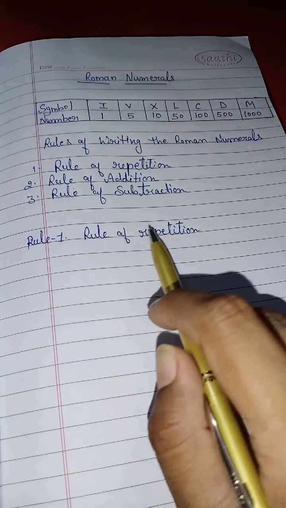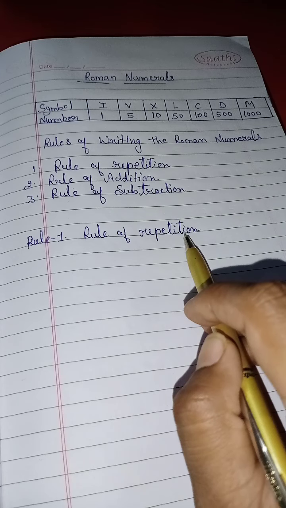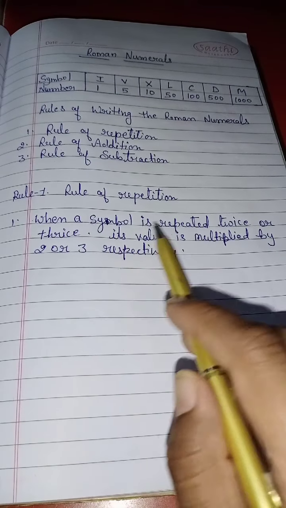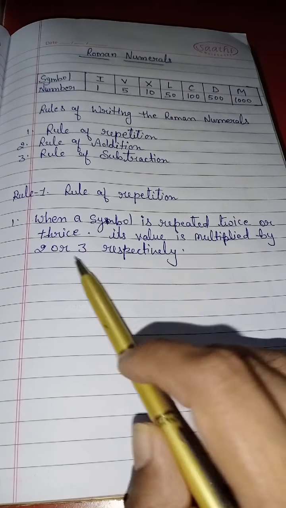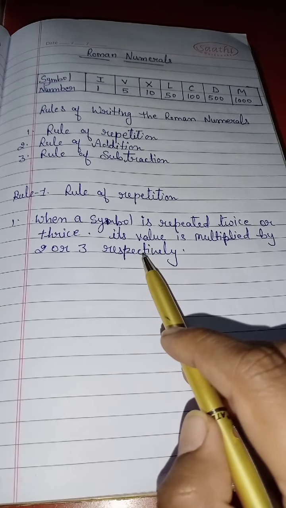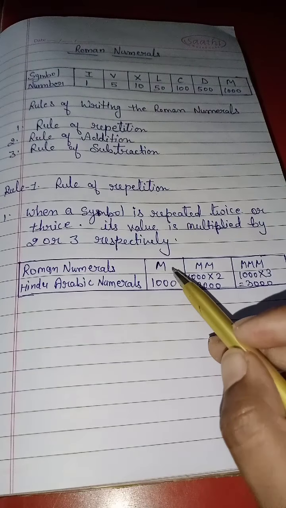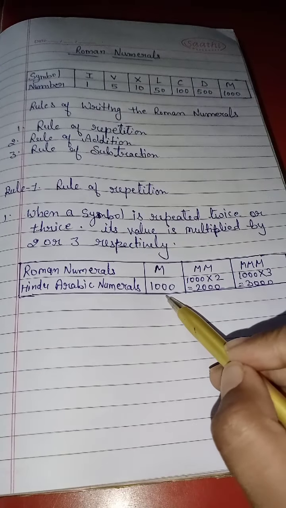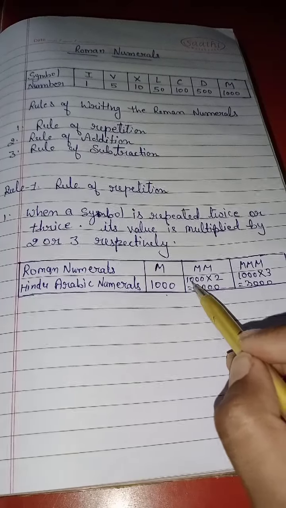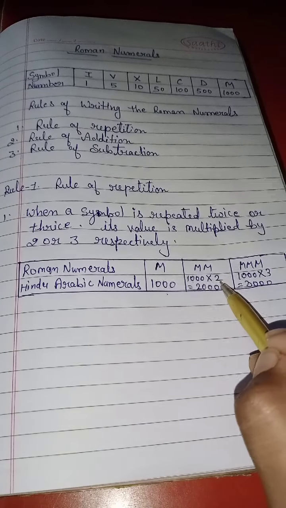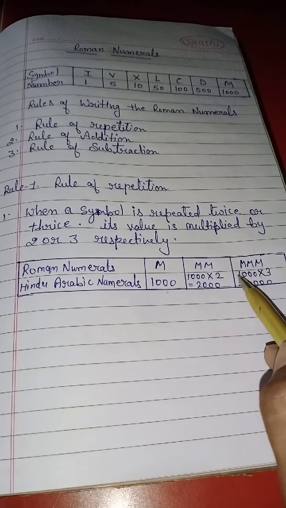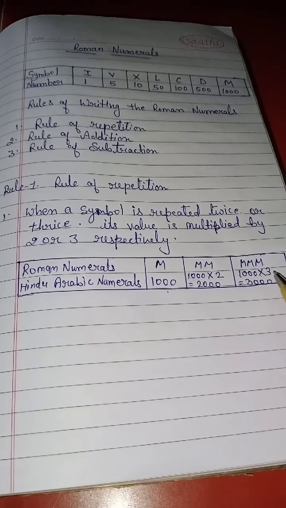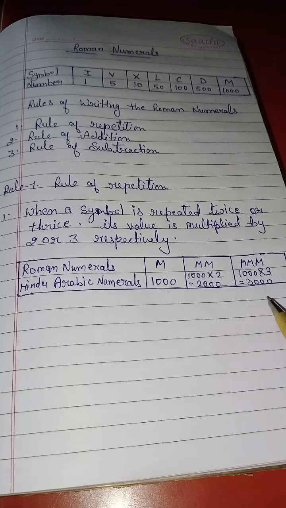Rule first, rule of repetition. First point, when a symbol is repeated twice or thrice, its value is multiplied by 2 or 3 respectively. For example, M is equal to 1000, MM: 1000 multiplied by 2 is equal to 2000, MMM: 1000 multiplied by 3 is equal to 3000.